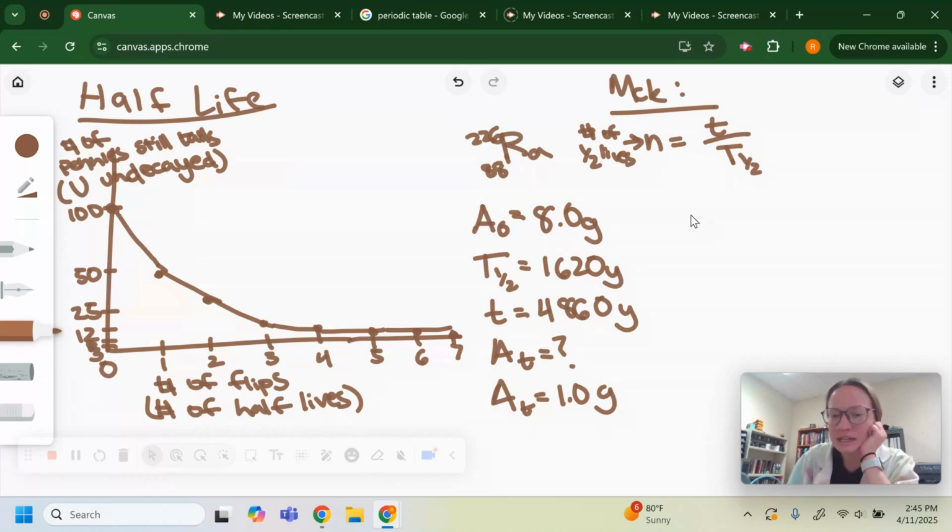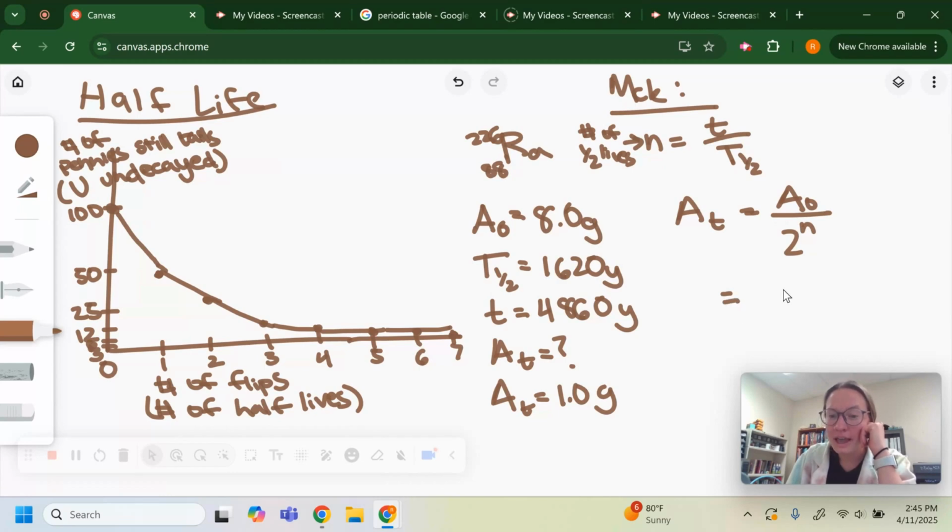Then here's what you did. You said, okay, if I want to find the amount at time t, I'm going to take the amount that I started with, and because it's a half-life, I'm going to divide it by 2 as many times as I have half-lives. If I have 1 half-life, I divide by 2 once. If I have 2 half-lives, I divide by 2 twice. If I have 3 half-lives, I divide by 2 3 times. In other words, I'm going to divide it by 2 to the n, like this. And this is what you did in your head.